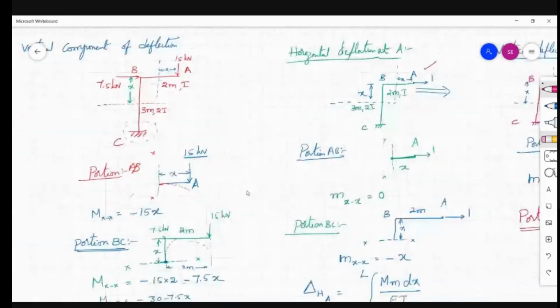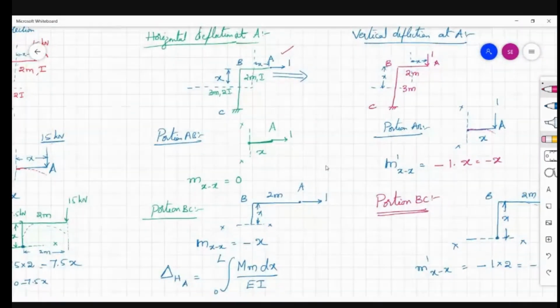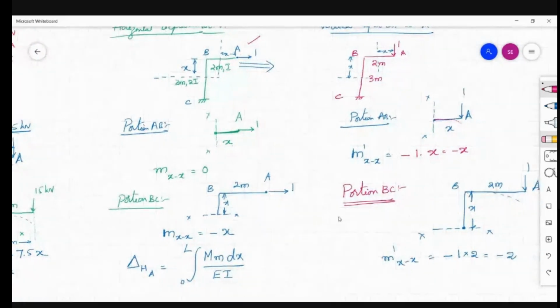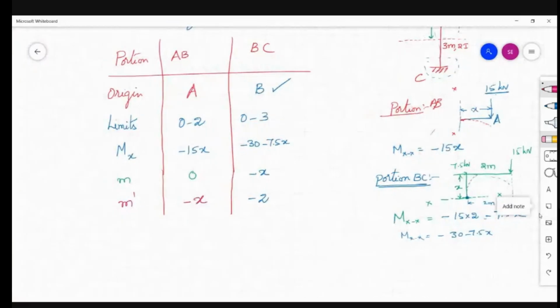Now to get the horizontal deflection at A, apply a unit load at A in the same direction, and the final moment, that is the moment due to the unit load, is calculated. Similarly, for the vertical load also, we got the values. And here, coming to the table, there is a variation in the flexural rigidity value.